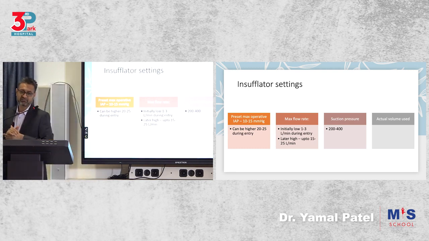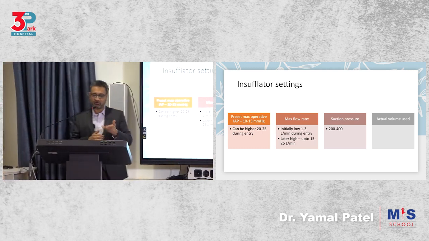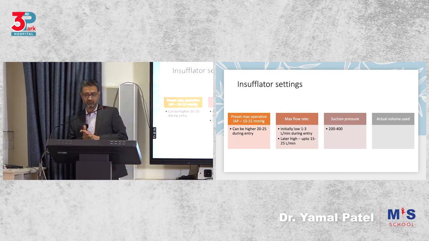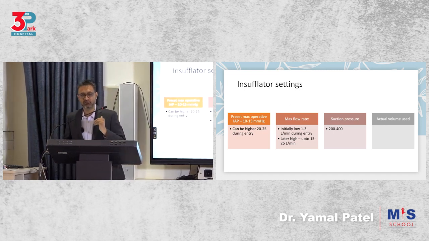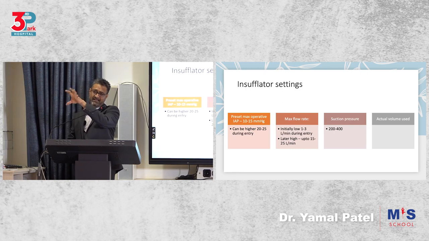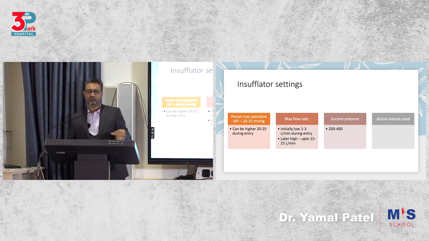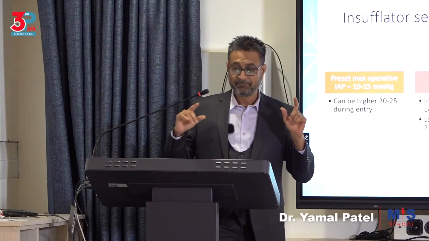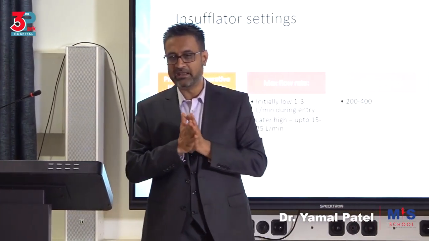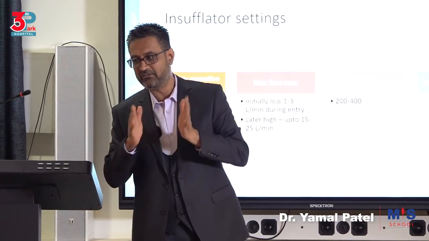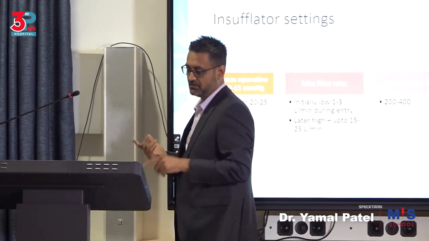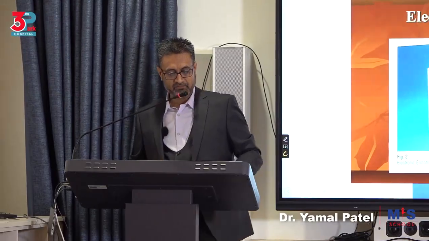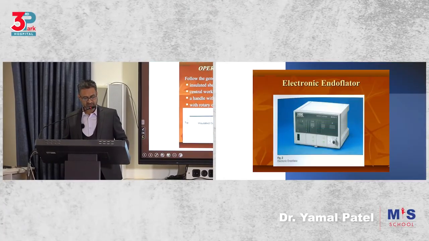You have suction pressures that is around 0.2 to 0.4 or 200 to 400 depending on the equipment you have, and the actual volume of the gas used should be monitored. I mean, it's also written on the side. So those are the four measures that we have in an insufflator. We call it therefore quadrimanometric measures. So this is the endoflator or insufflator.